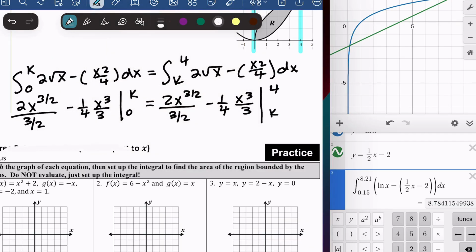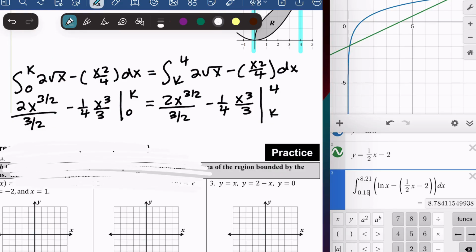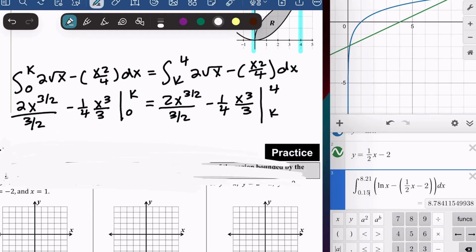And I need more space. You guys have lots of space because you're writing super small, right? Yeah. Okay.